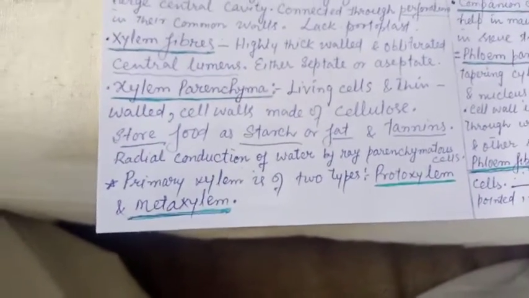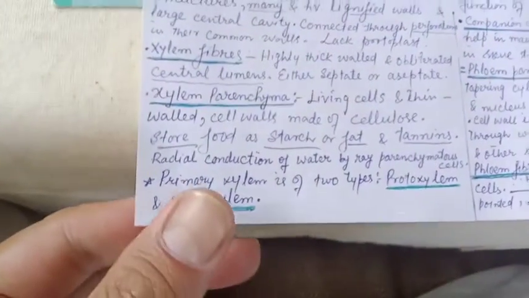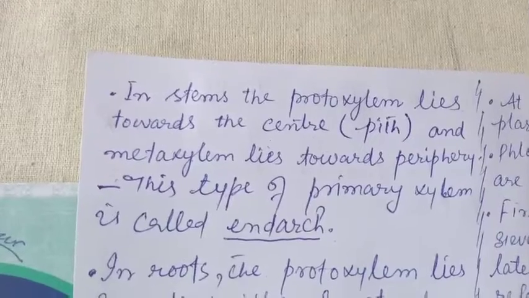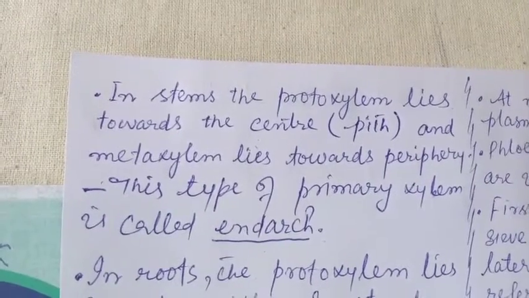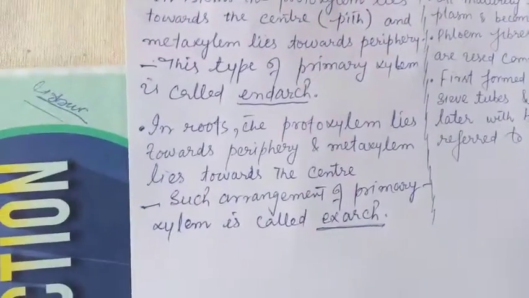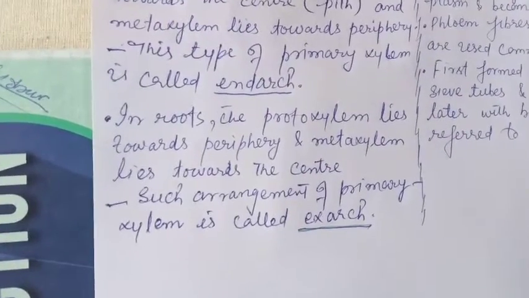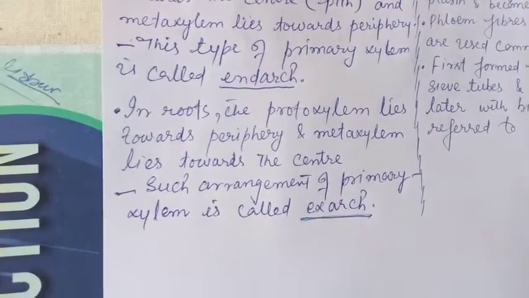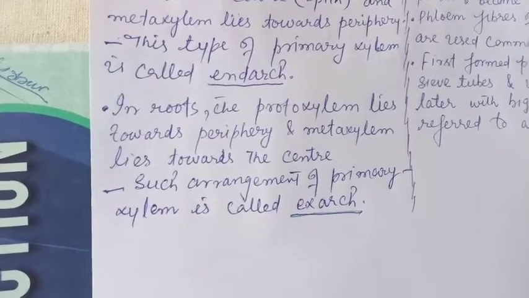Now, this primary xylem is of two types: protoxylem and metaxylem. In stems, the protoxylem lies towards the center, that is towards the pith, and the metaxylem lies towards the periphery. This type of primary xylem is called endarch. In roots, the protoxylem lies towards the periphery and the metaxylem lies towards the center. Such arrangement of the primary xylem is called exarch.